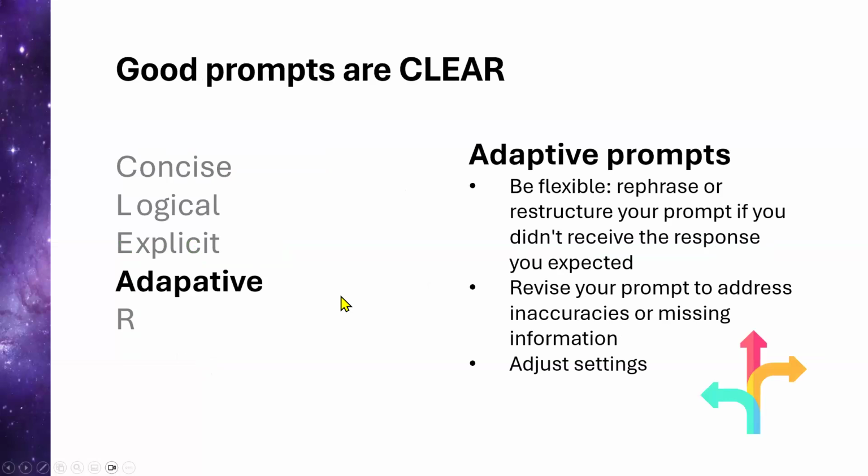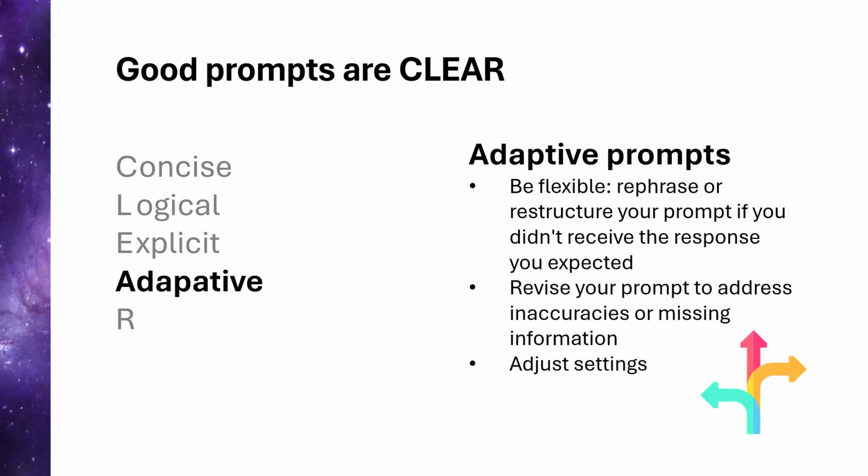Now, even the best prompts may need improvement. That's perfectly fine, normal, and expected. And the last two letters of CLEAR, the A and the R, address what to do after you've examined the AI's answer to your initial prompt. So the A in CLEAR stands for adaptive.